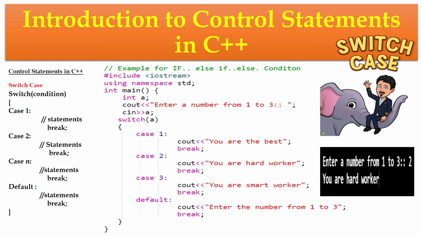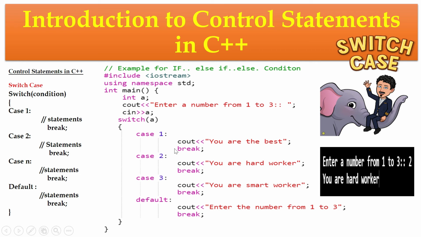So once again, I repeat the program. I have declared a variable called integer a, and then I'm going to print a message, enter a number from 1 to 3. The user will provide a value. I'm going to store it in a, and I'm going to check what is the value stored in a by using switch case. If the value stored in a is 1, I am going to print you are the best, and I'm going to break the program. Since the condition is satisfied right here, no need to continue the program.